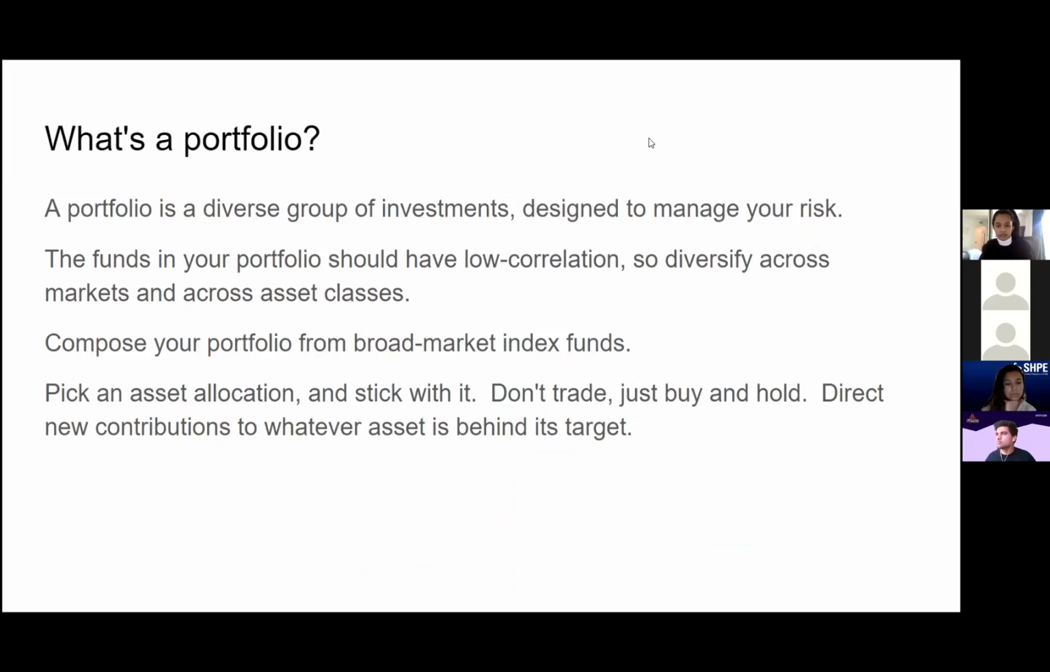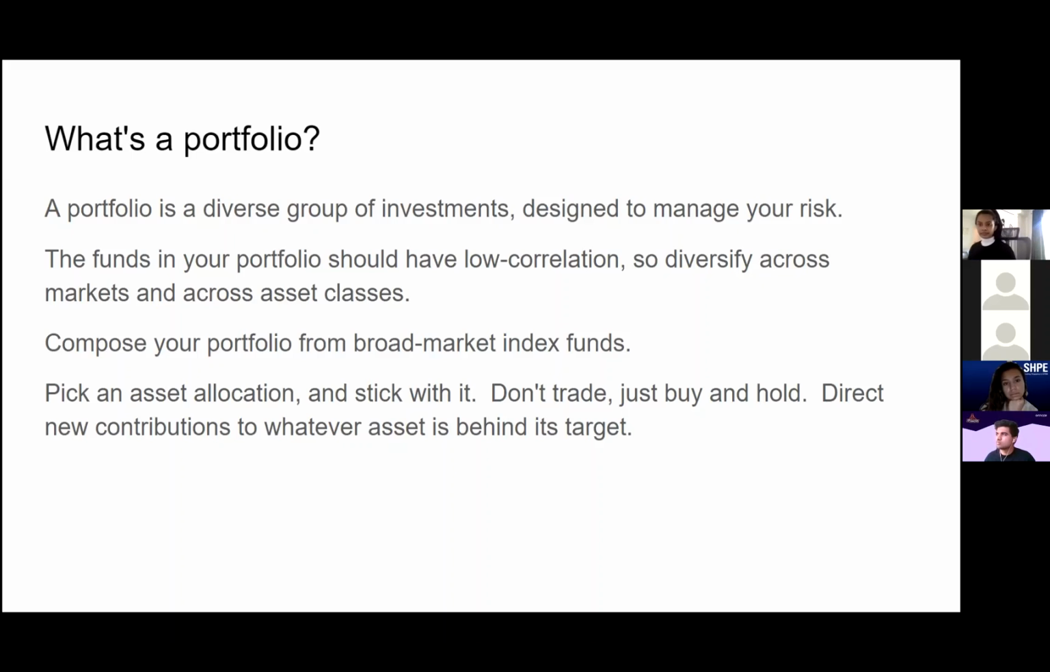So what is a portfolio? A portfolio is a diverse group of investments, and it's designed to manage your risk. I like to use the analogy of baking a cake. A cake has flour and it has eggs. When you eat a cake, it's the mix. When you order cake in a restaurant, they don't come out and serve you a plate of eggs and then a plate of raw flour. They mix them together and they bake the cake. And that's what a portfolio is. It's like baking a cake, and you put funds in the portfolio.